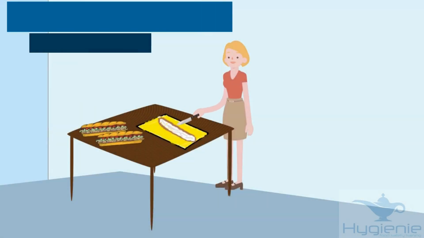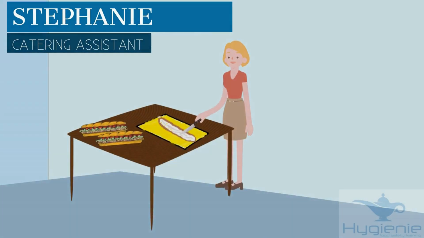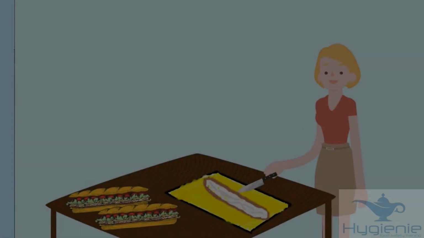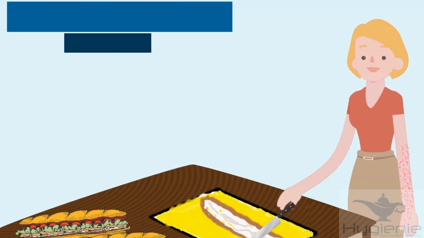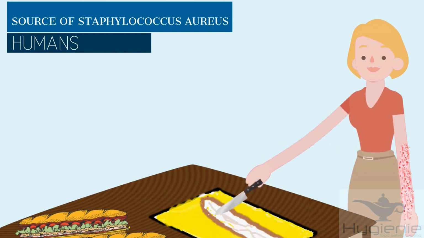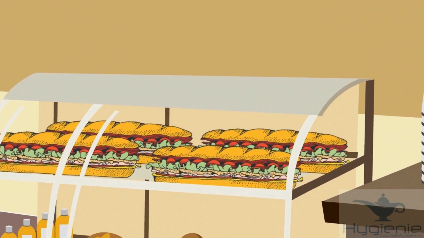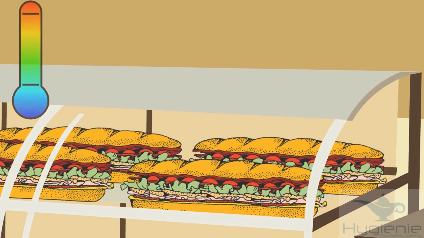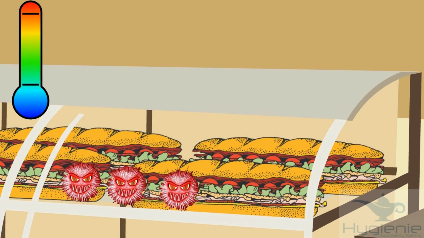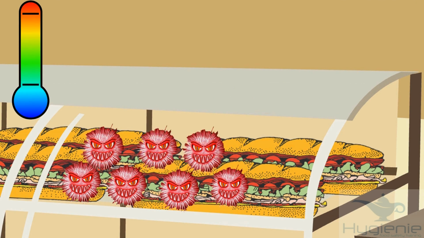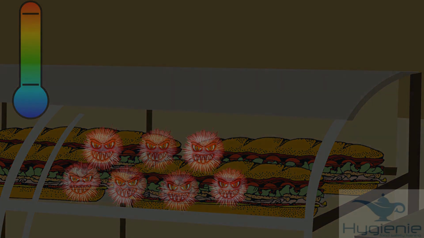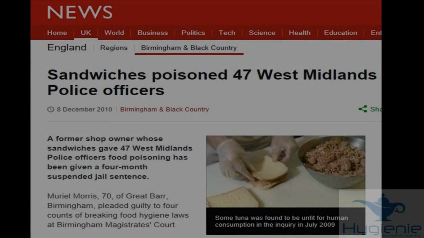At a contract catering site, one member of staff was preparing sandwiches. Stephanie suffers from eczema and didn't tell her line manager. The sandwiches were stored in a fridge that wasn't holding temperature. And this resulted in food poisoning.